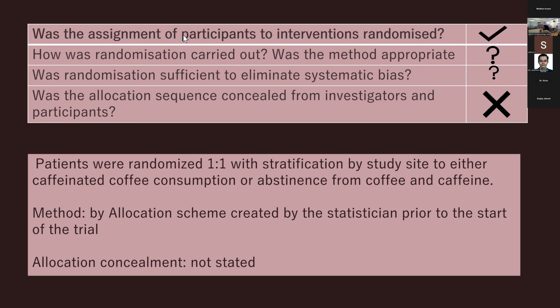So they have assigned the participants to intervention. The randomization was carried out, but is there a possibility of selection bias? We could not possibly come to a conclusion here. And the allocation concealment was also not stated in the study.